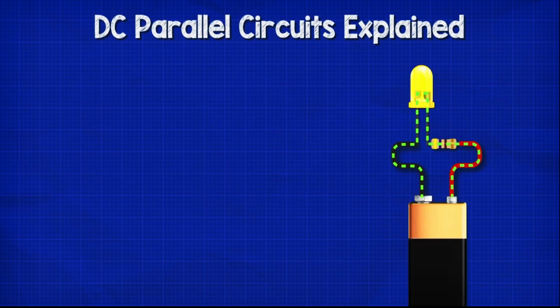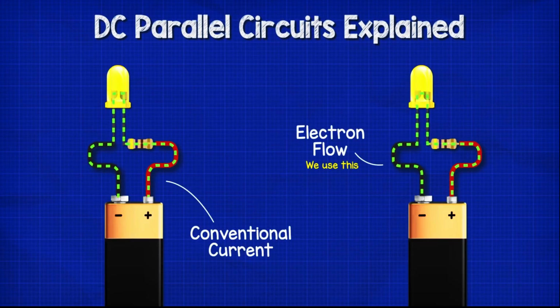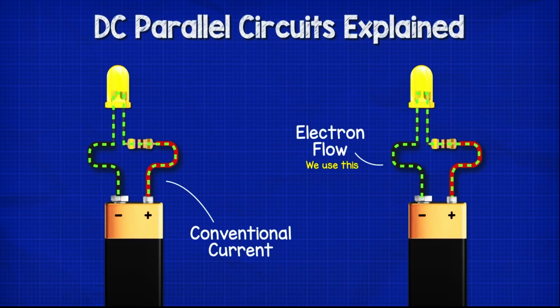In these animations, we use electron flow, which is from negative to positive, but you might be used to seeing conventional flow, which is from positive to negative. Electron flow is what's actually occurring. Conventional flow was the original theory, and it's still taught because it's probably easier to understand. Just be aware of the two and which one we're using.